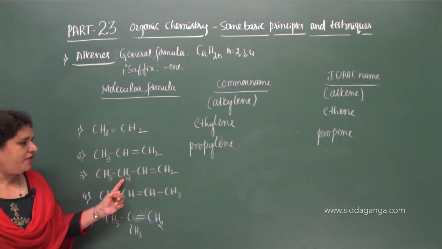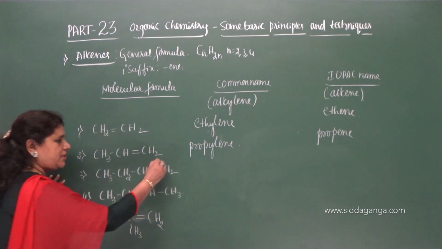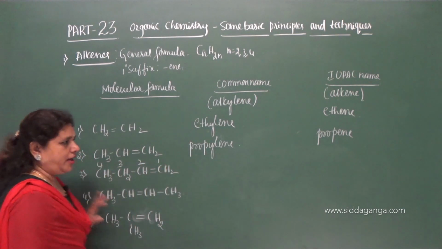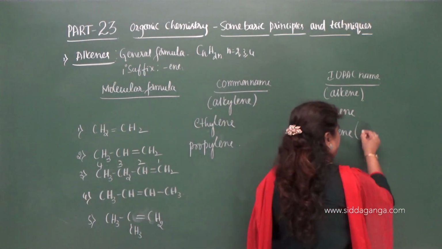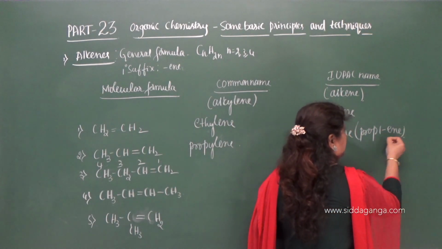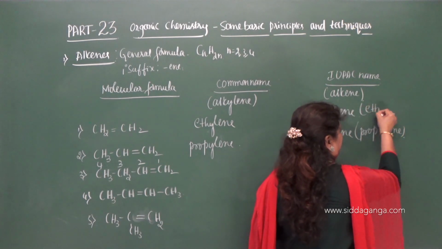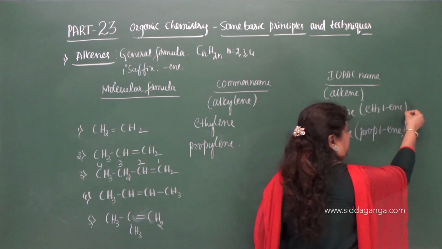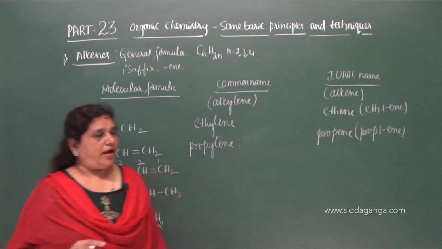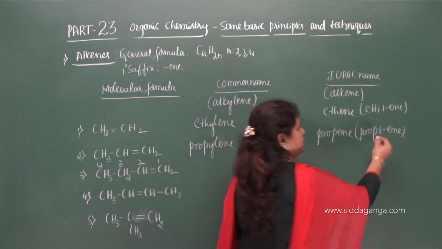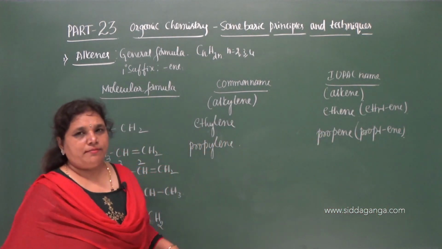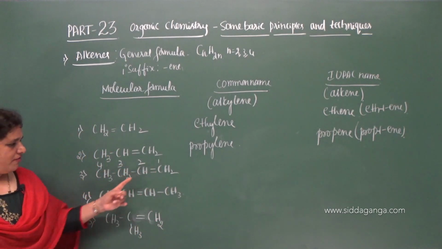For example, if you give the IUPAC name, see here 1, 2, 3, 4. Actually here you need to write prop-1-ene, correct? Prop-1-ene. And here eth-1-ene, but I ignored the locant 1 because the locant is 1. So instead of writing prop-1-ene, I have written it as propene. But here what is the name of the compound?